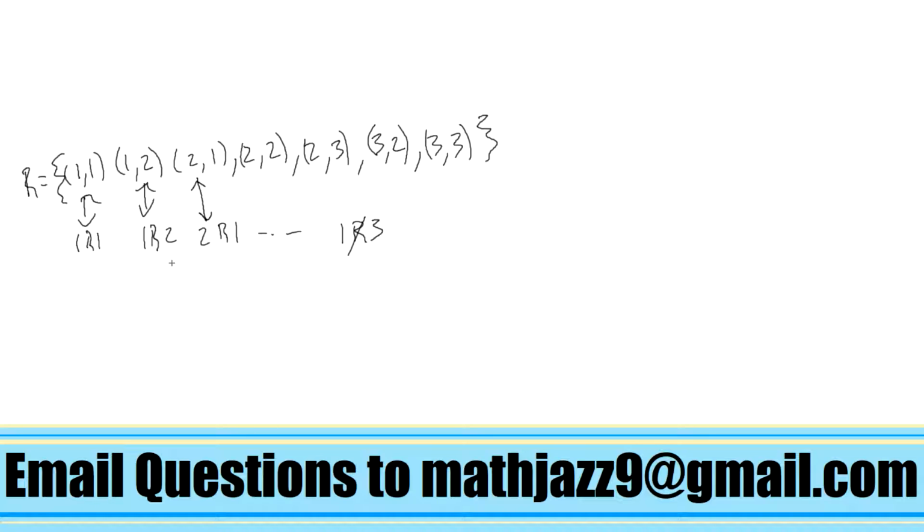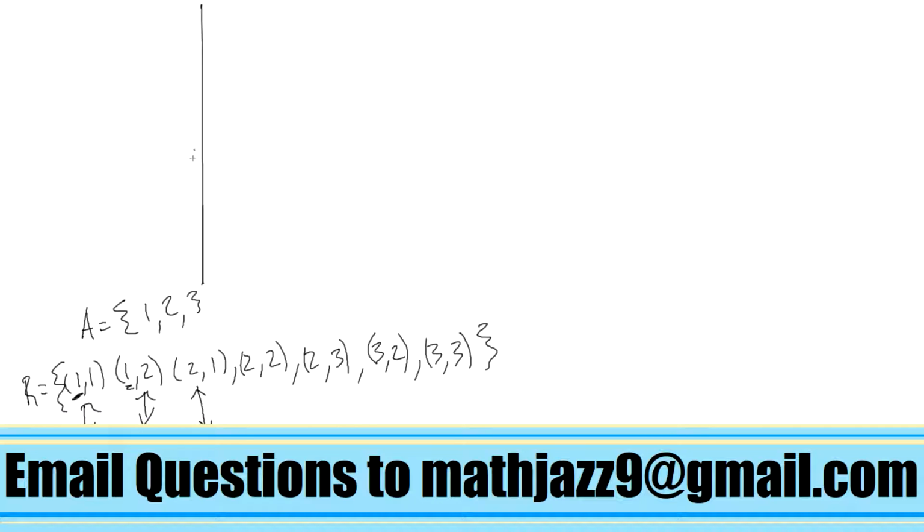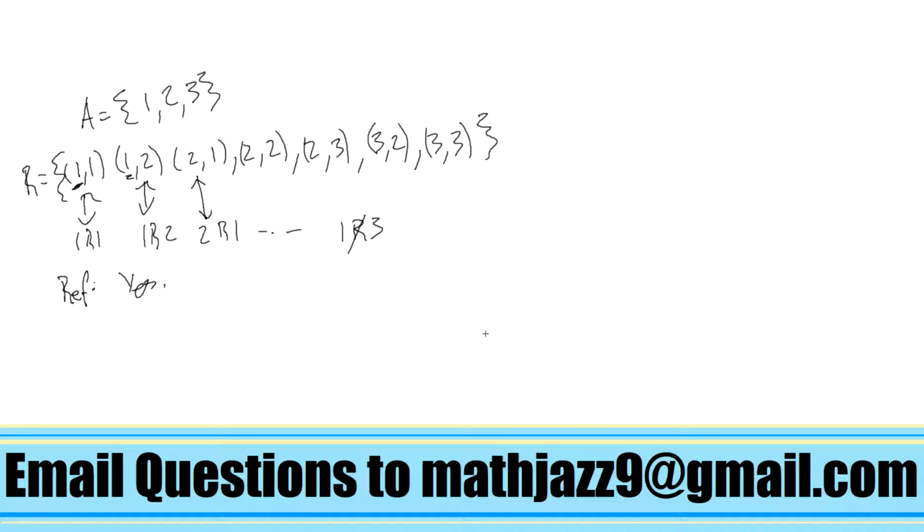Okay, so with that, we want to know, is this thing symmetric, reflexive, and so on. So reflexive is the easiest to check. Is this reflexive? Yes. Why? Because every element in our set A, which was 1, 2, 3, every one of these elements is related to itself. 1's related to 1, 2's related to 2, 3's related to 3. So it is in fact reflexive.